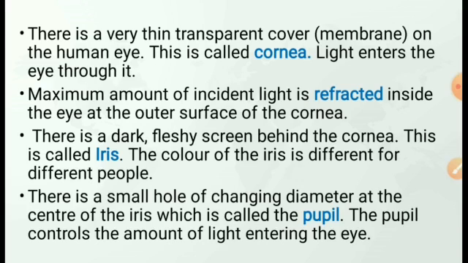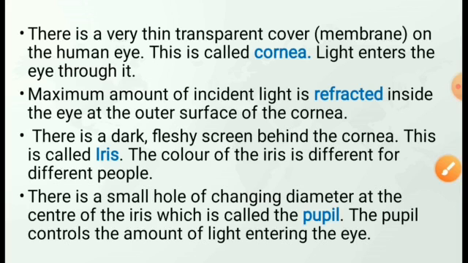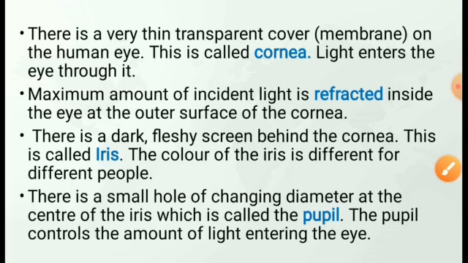There is a dark fleshy screen behind the cornea. This is called iris. You can see here, this is the iris. The color of iris is different for different people. As you can see, the eye of the people is brown or blue, etc. There is a small hole of changing diameter at the center of the iris which is called the pupil. You can see here, this is the pupil. The pupil controls the amount of light entering the eye.